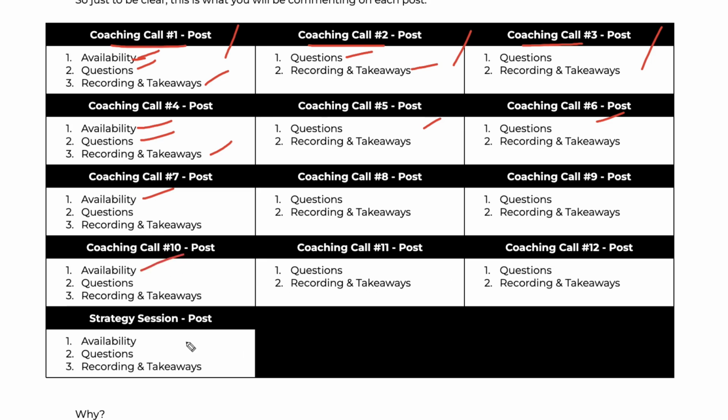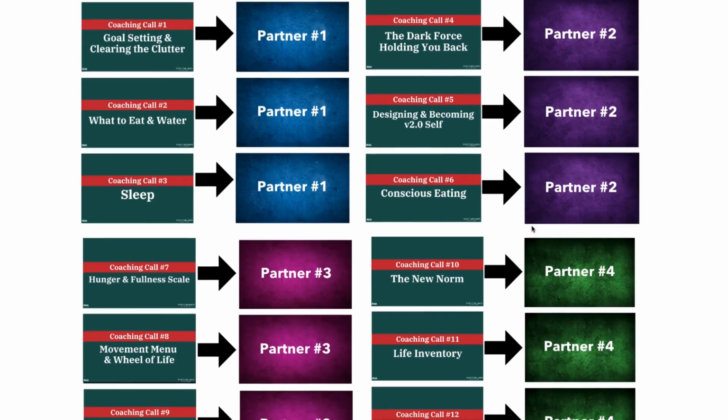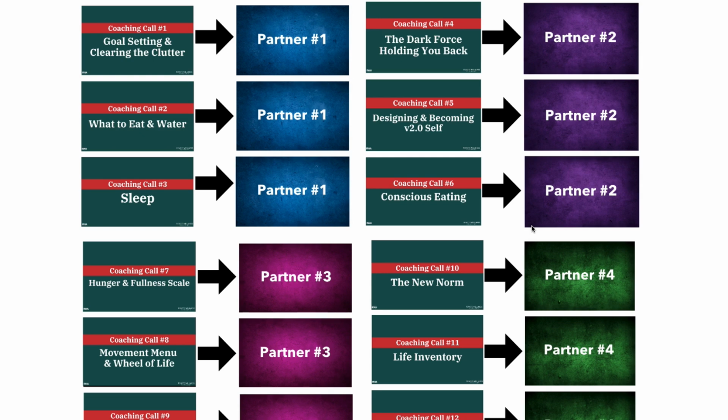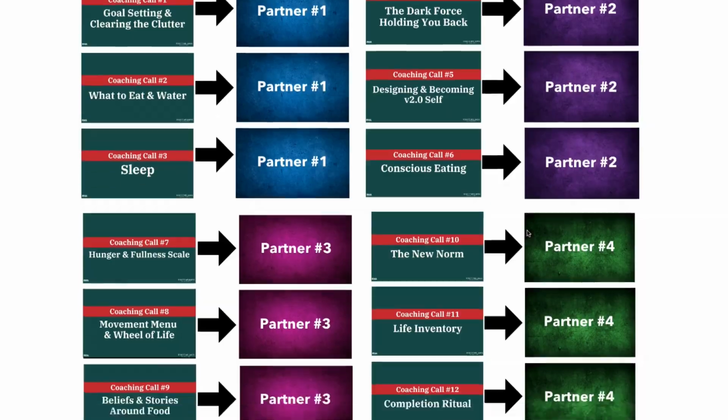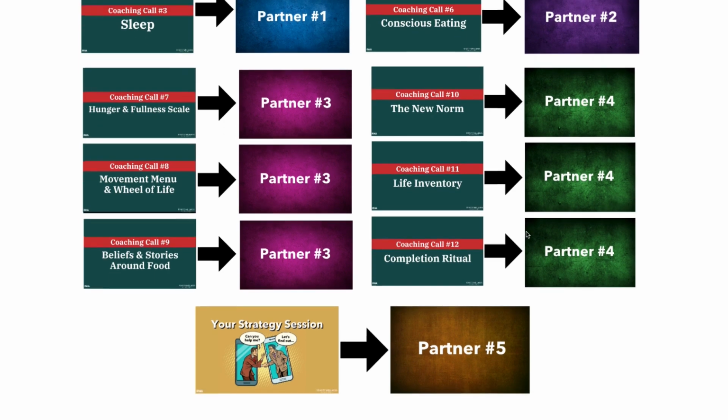And then strategy session, you're going to post your availability, and then you're going to be posting any questions and recordings and takeaways specific to your strategy session. And so yes, you are going to be having 5 partners total. Coaching calls 1, 2, 3, partner number 1; 4, 5, 6, partner number 2; 7, 8, 9, partner number 3; 10, 11, 12, partner number 4; and then partner number 5 is your strategy session. Again, I told you, this is literally going to be the nail in the coffin over and over and over again because I don't want any student to mess this up. This is very important. Same partner, switch every 3 calls, and then strategy session. That's how it is going to work, okay?